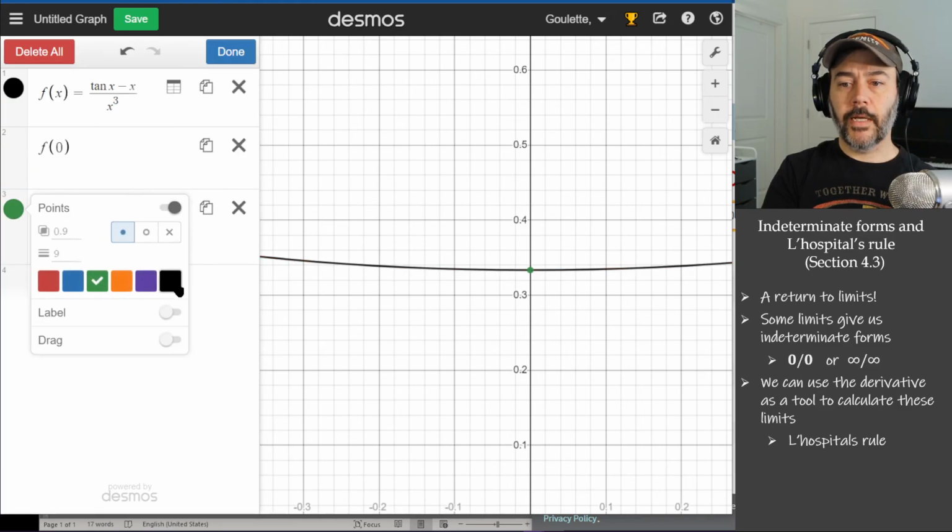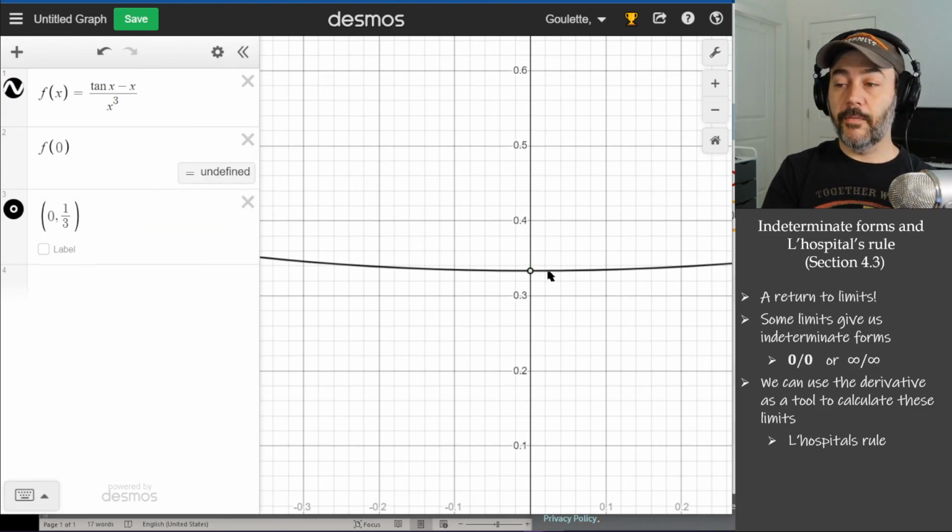Let's make everything black just so they match. And then I'll make it a hole because I know it's a hole. There's a hole in the graph right at 0. Okay, so that's one way to calculate it.